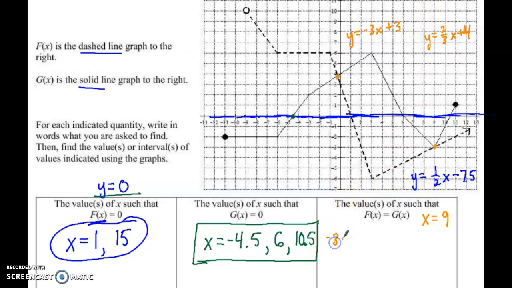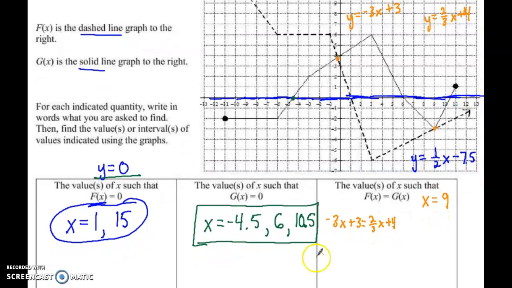I'll just do my arithmetic down here. Negative 3x plus 3 is equal to 2/3 x plus 4. I don't know how strong your background knowledge is in this. I know some students hate fractions, so they might multiply everything by 3 first. So that's all I'm doing right now. Multiplying this by 3 cancels the denominator.